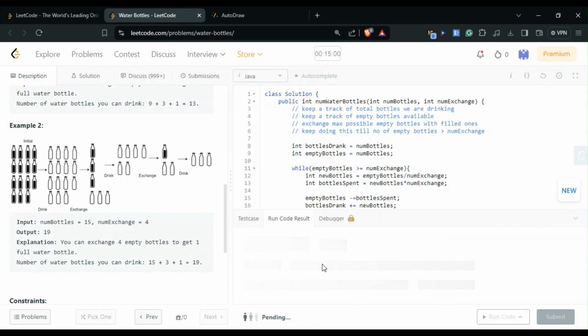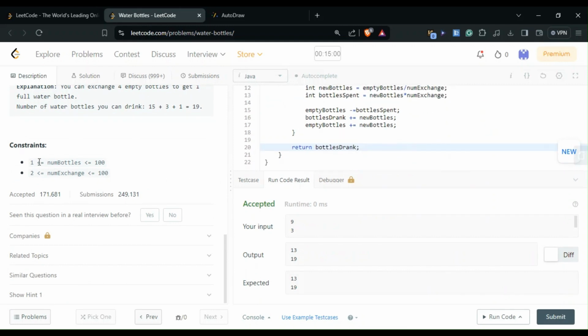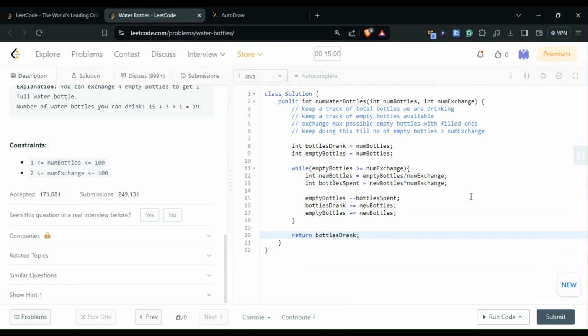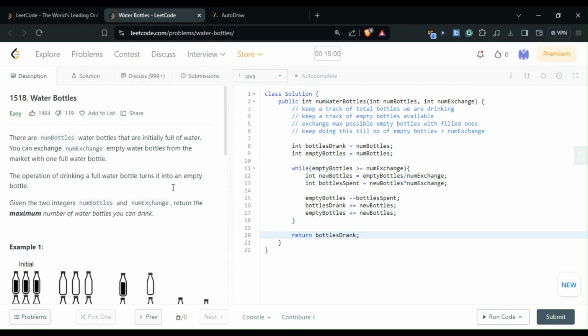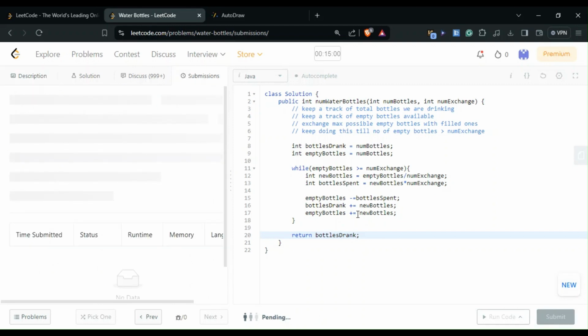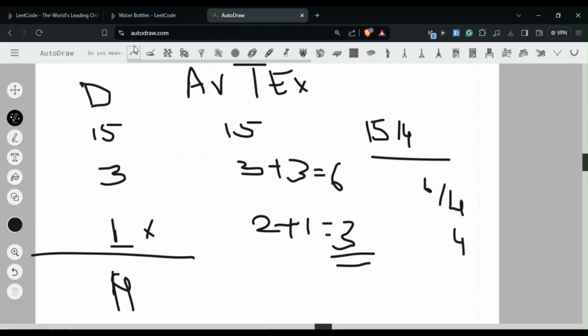Let's run it for the test cases, and then we'll try to submit this. I think that's pretty much it. There shouldn't be anything left. Let's check the time complexity also once. The number of bottles is 100 and the number of exchanges is also 100. So this should run. Worst case it is linear. Yep. All right, so that was it.